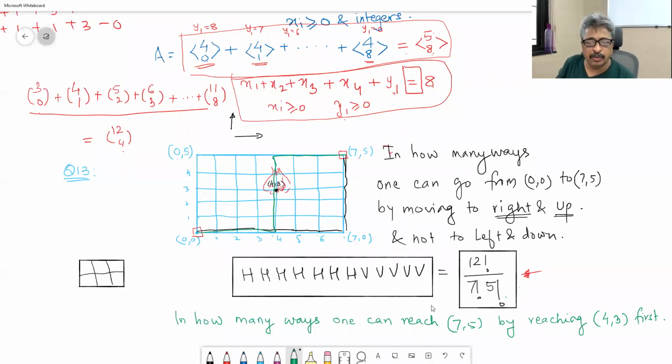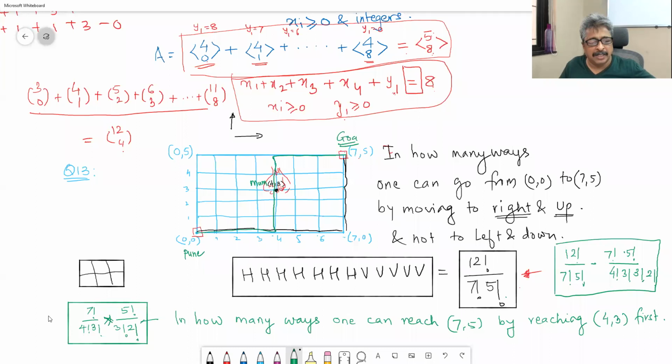I should have asked you one more question between these two questions. The question is, in how many ways can one reach 7,5 by reaching 4,3 first? That means you have to go to 4,3 and only then can you go to 7,5. We know 12 factorial upon 7 factorial upon 5 factorial is the total number of ways of going from 0,0 to 7,5. The next question I should have asked is, in how many ways can you go to 7,5 by passing through 4,3?